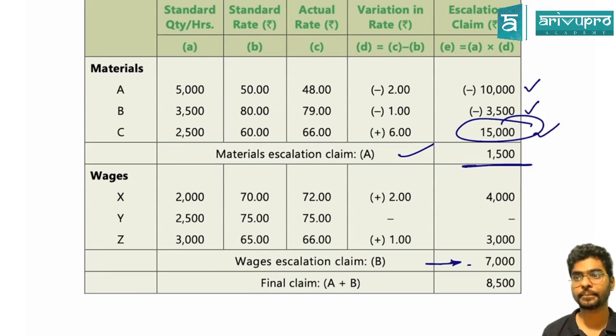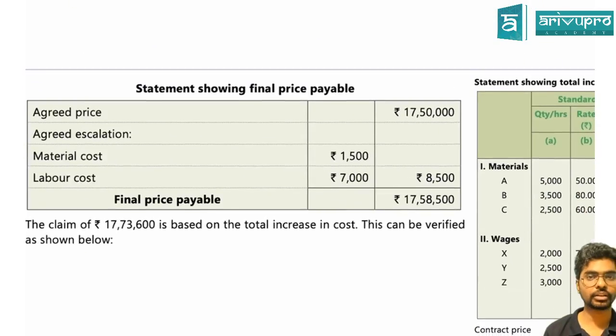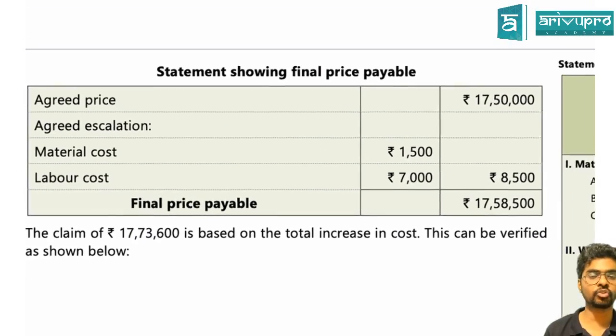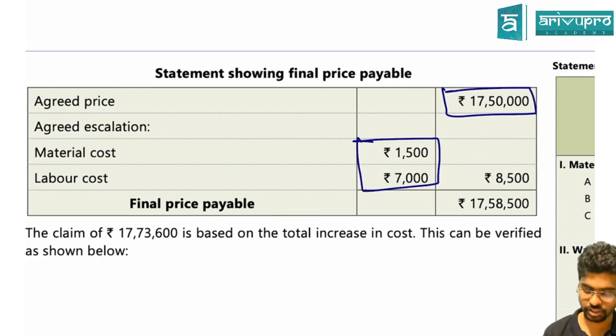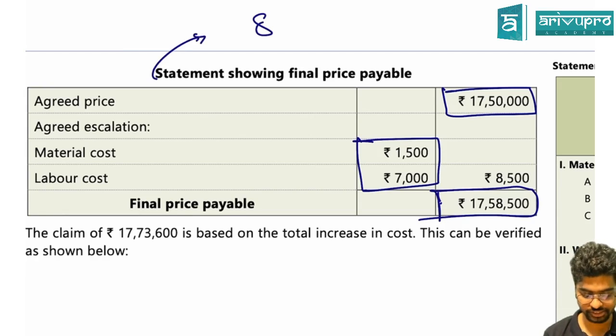Guys, are you clear? Now see here, the price agreed was for what? 17,50,000 plus escalation of 8,500. So the final price agreed will be 17,58,500. Are you clear? You know how many marks it is?